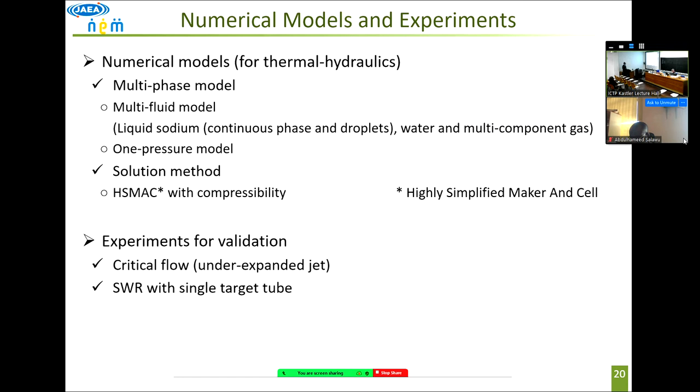And this is just a simple explanation of the numerical models and experimental conditions for the validation. As a numerical model for thermal hydraulics, we apply a multiphase model by multi-fluid. Here, multi-fluid means liquid sodium, water or vapor, and multi-component gas. Also, as I mentioned, the sodium entrainment is considered as a concentration of the droplets. For the pressure, we apply a one pressure model, and we use the highly simplified Marker and Cell method, considering the compressibility.